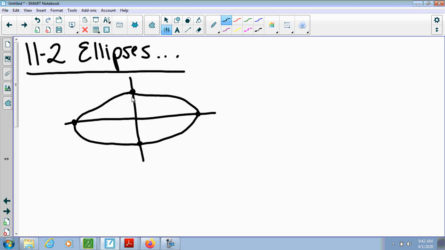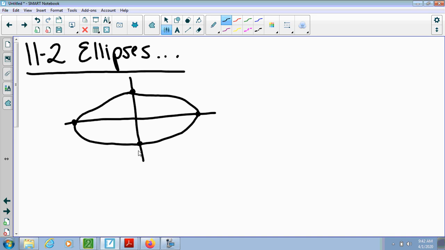There's a distance in the vertical direction and a distance in the horizontal direction, and they don't necessarily have to be the exact same distance. If they were the same both ways, that would end up being a circle. So we've got two axes that we talk about. We talk about the major one and the minor one. Obviously the major axis is the longer one. The minor axis is the shorter one.